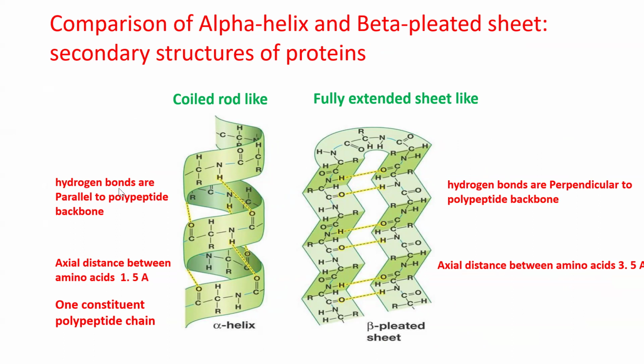The hydrogen bonds are parallel to the polypeptide backbone in the case of alpha helix, and in the beta-pleated sheet the hydrogen bonds are perpendicular to the polypeptide backbone. The axial distance between amino acids is 1.5 Angstrom in the alpha helix, while in the beta-pleated sheet it is 3.5 Angstrom. So one constitutes a polypeptide chain.